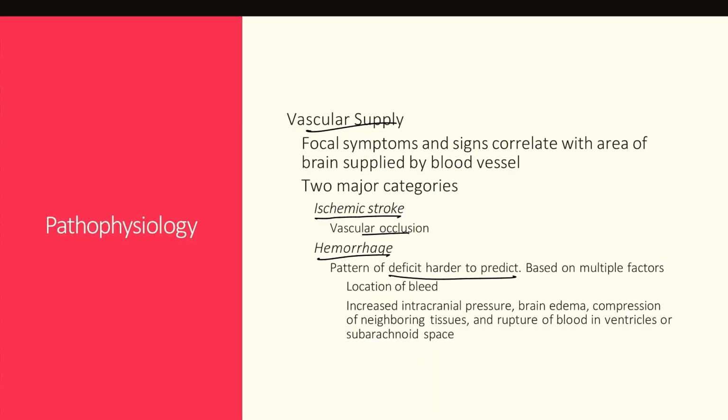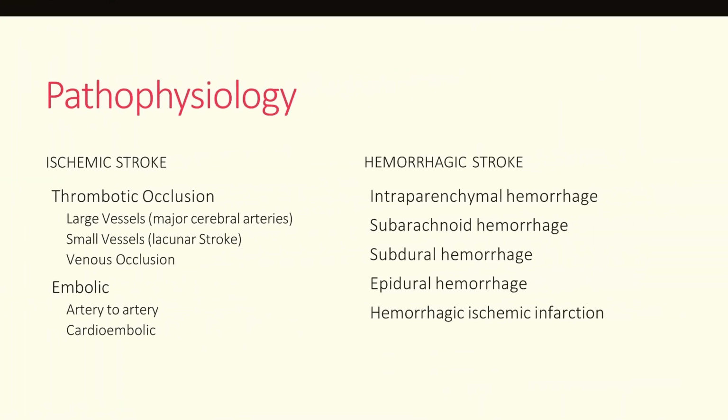Hemorrhagics are harder to predict because there's a lot of risk factors there, multiple factors, location of the bleed. They also get increased intracranial pressure. You're filling up the cranium with blood that's not supposed to be there. The brain is fixed inside a skull. The skull will not expand, so the pressure goes inward and compresses the brain tissue and causes problems. Causes brain edema, compression of neighboring tissues, rupture of blood into ventricles or subarachnoid space. Those are all different things that can go wrong with a hemorrhagic stroke.